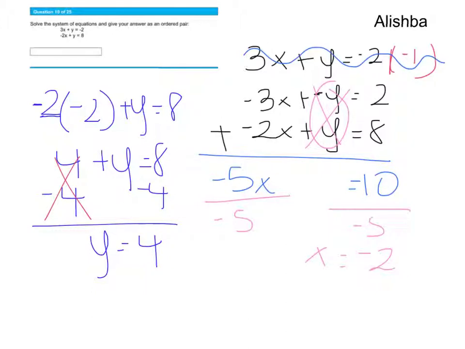And you find your answers. So that is how you solve the system of equations for that given equation. The ordered pair is negative 2 and 4. So x equals negative 2, y equals 4.